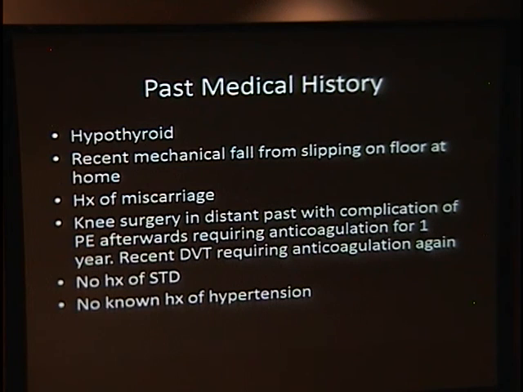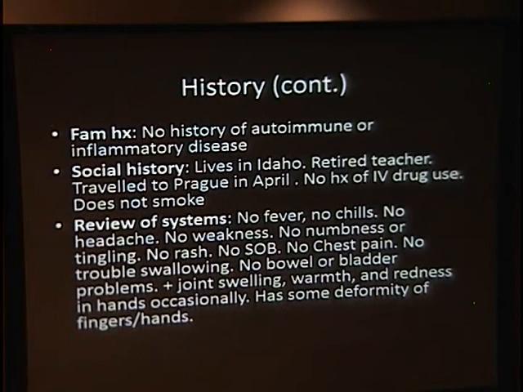Her past medical history: hypothyroid. She had a recent mechanical fall from sleeping on the floor at home. She has a history of miscarriage. She had knee surgery in the distant past with a complication of a pulmonary embolism afterwards requiring anticoagulation. And recently we found out she had another DVT requiring anticoagulation. She has no history of sexually transmitted disease and no known history of hypertension. Her family history is non-contributory.